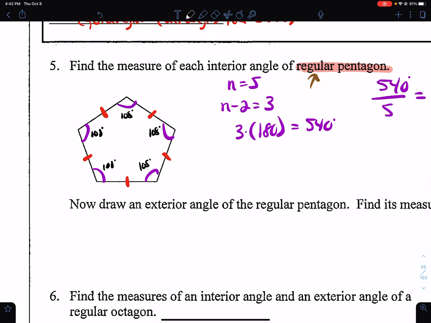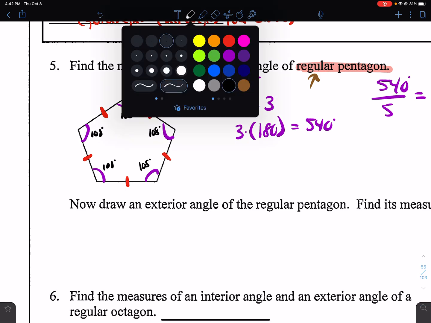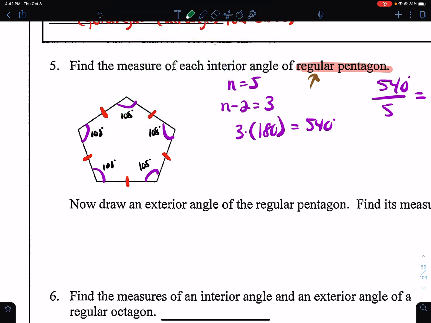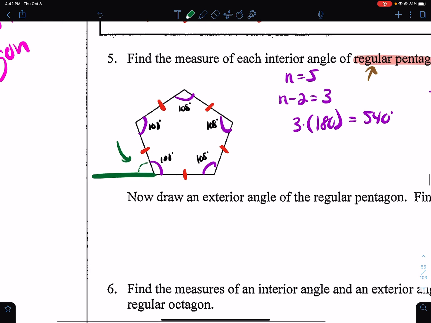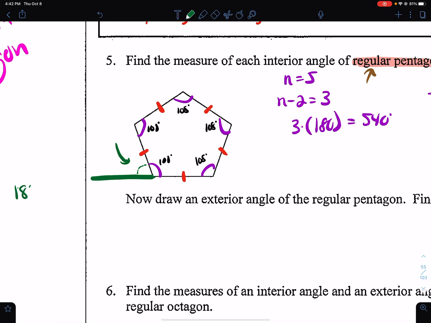So here, they want us to draw an exterior angle of this regular polygon. Exterior means on the outside, so we'll just extend one of the line segments for a side. And they want us to find the measure of that exterior angle. Well, don't we see that that little angle completes the flat line? If the flat line is 180 and I already have 108 spoken for, that must mean there's only 72 degrees left.